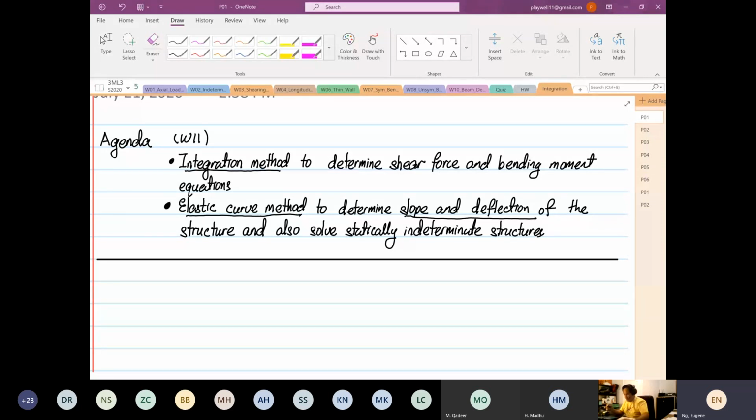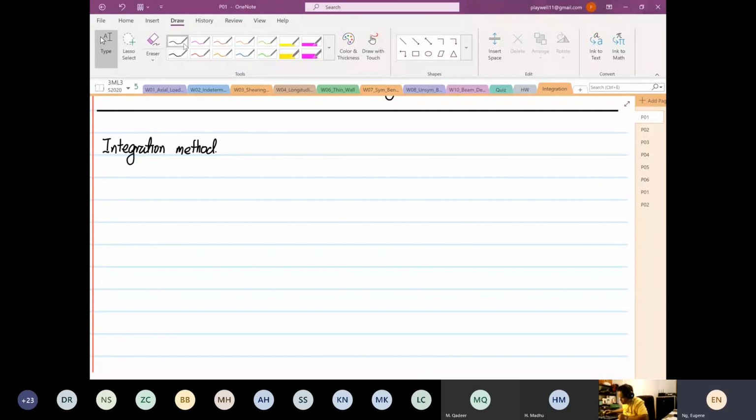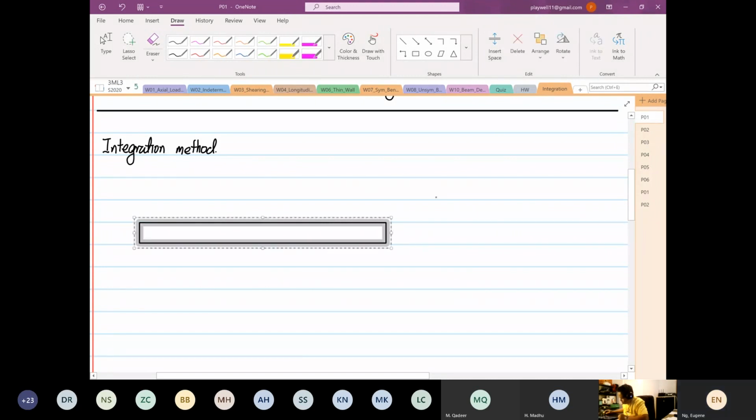So we're going to go into the integration method. The integration method is for beams. We're going to have a simply supported beam, with a pin on one side and a roller on the other side. This is my point A, and this is my point B. So what is the integration method actually used for?